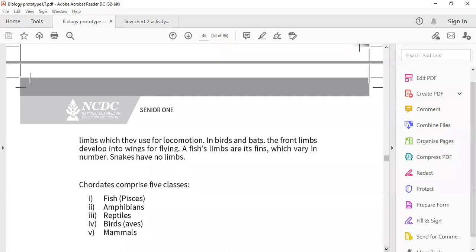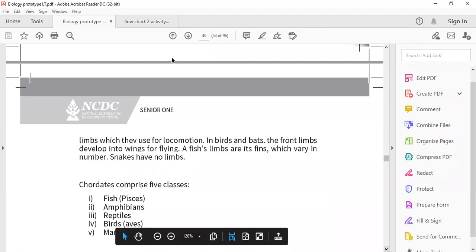Actually, the truth about snakes is that, like birds, they have places where limbs are supposed to develop from, but they do not come out. If a snake is observed by dissection, you would see where limbs were supposed to develop from, but those buds remain inside the body, they do not protrude out, okay? That means we don't see the limbs. So they lack those limbs.